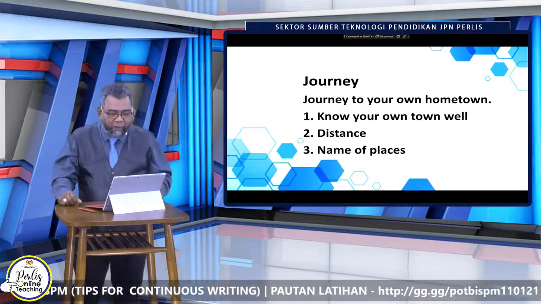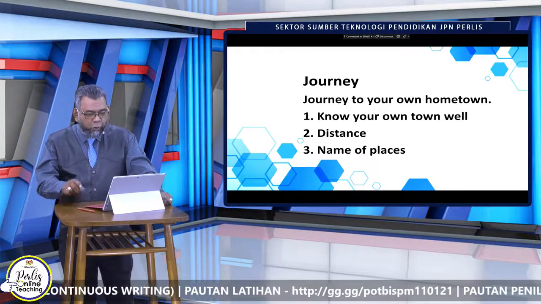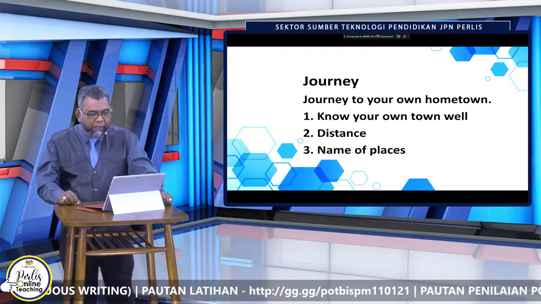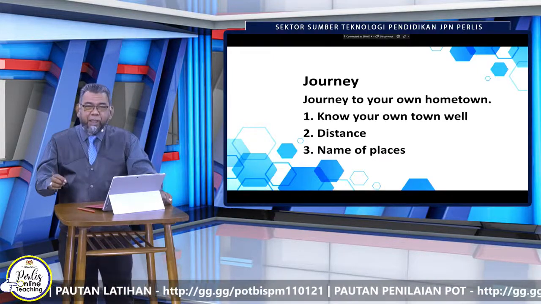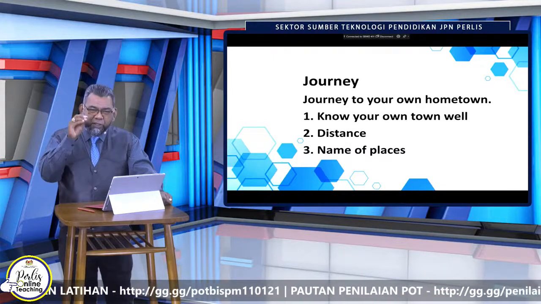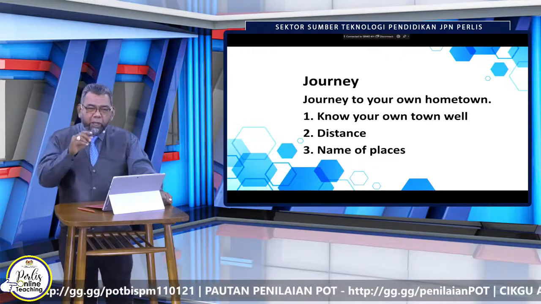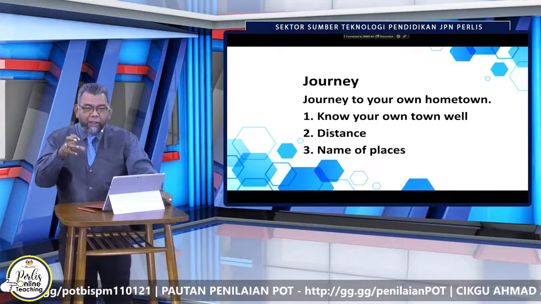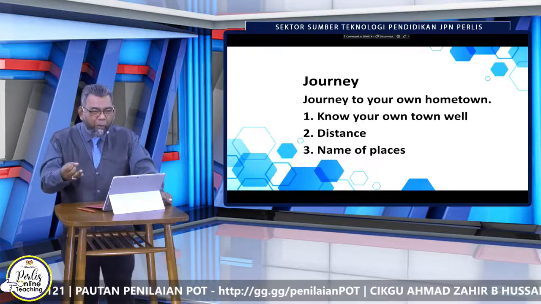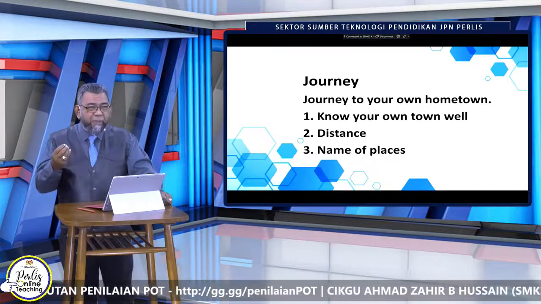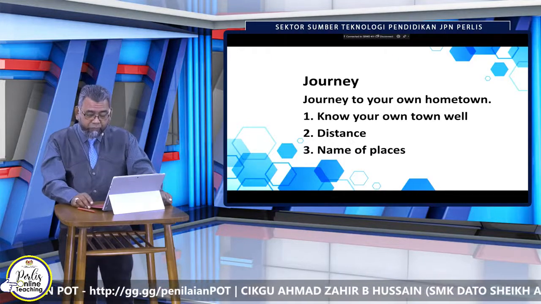Okay. Alright. You know your own town very well. You know the distance. Kamu tahu jarak dia. And name of places. Kamu juga tahu nama tempat-tempat tersebut dengan lebih baik. So, contohnya, kamu tak sebut saja Kangar. Kamu ada Pengkalan Asam. Kamu ada Kampung Bakau. So you can mention these names. This will add up to your essay. All right.